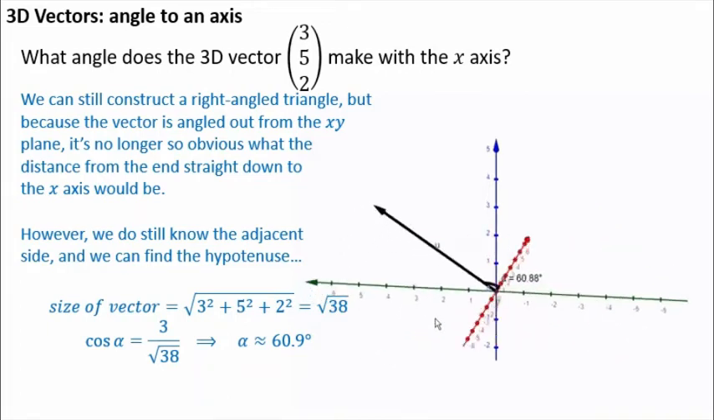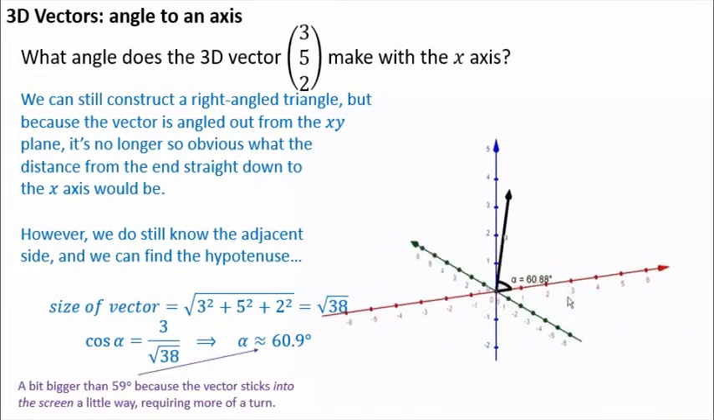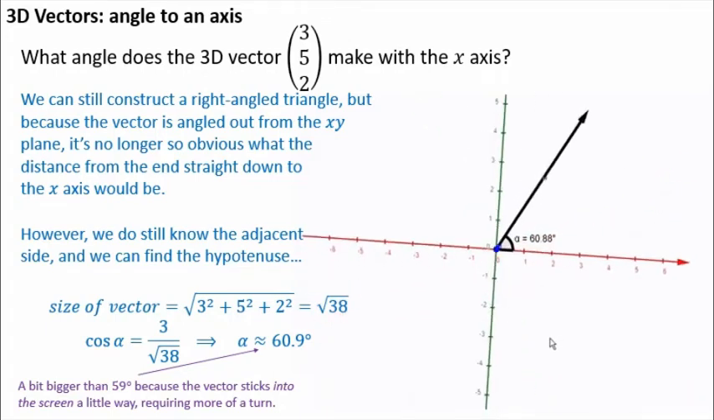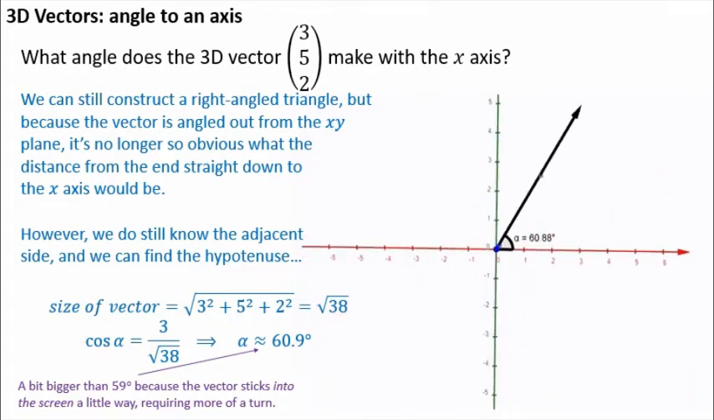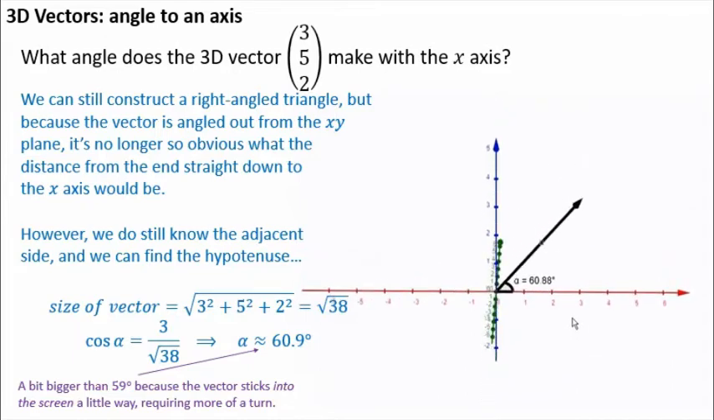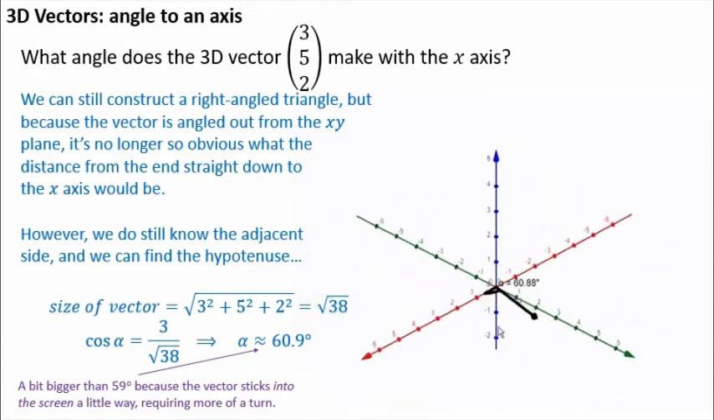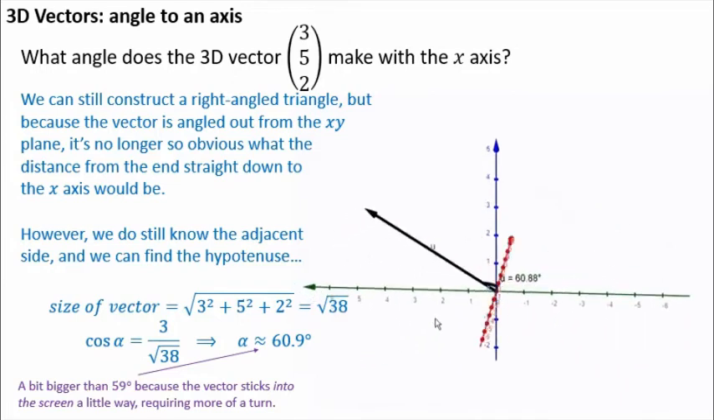That's a little different to the 59 we got before, but we shouldn't be surprised by it if we think about it. This vector sticks into the screen a little way, or out of the screen if you like, depending on which way you're looking at things. It's pointing up from the xy plane a little bit, which means it's harder to get to. You've got to turn further to get to it than if it was lying flat.